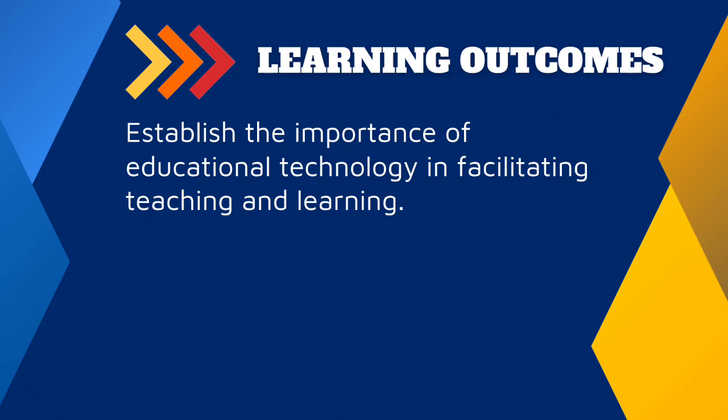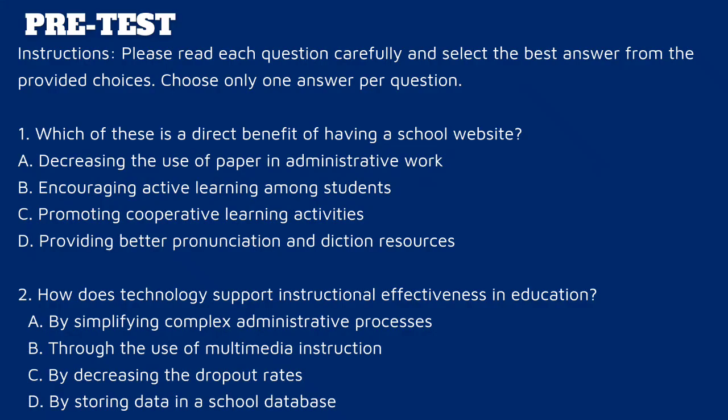For our learning outcomes, this will be: establish the importance of educational technology in facilitating teaching and learning. But before we proceed to our discussion proper, let's have our pretest. The instructions for this pretest: read each question carefully and select the best answer from the provided choices, and choose only one answer per question. You can put your answer on a clean paper. Let's start with the first question.